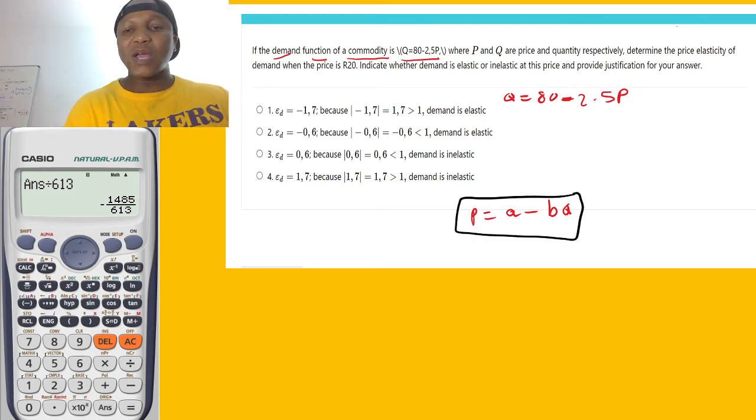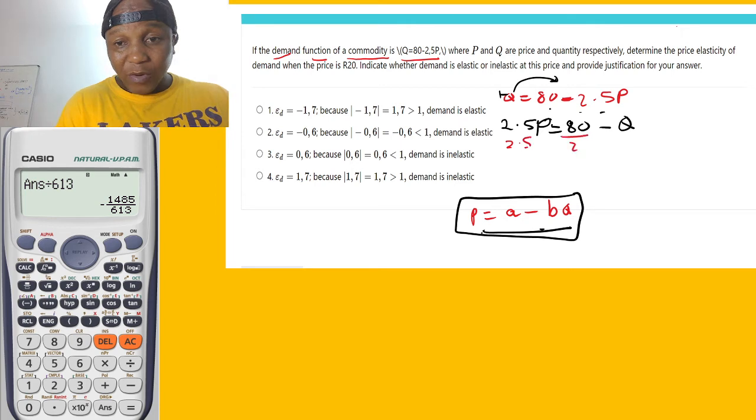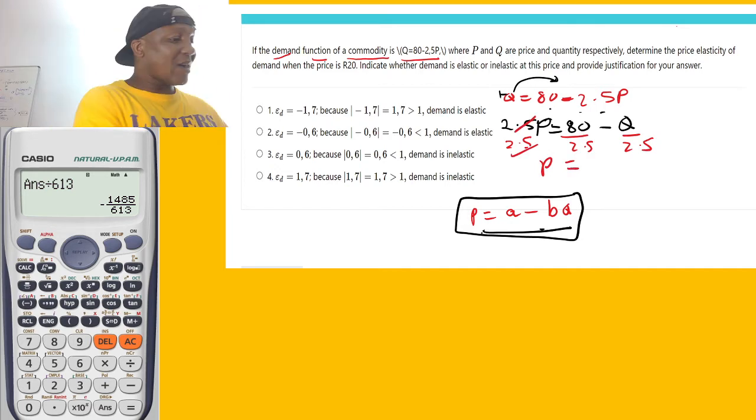So what I'm going to do, I'll take 2.5 P to the left, which is going to be 2.5 P, because this negative, when you jump over the equal sign, is going to become positive. I'm still having 80 here, and this positive, when it comes over, is going to become negative. The next thing is we divide by 2.5 throughout. This and this cancel, so P equal 80 divided by 2.5.